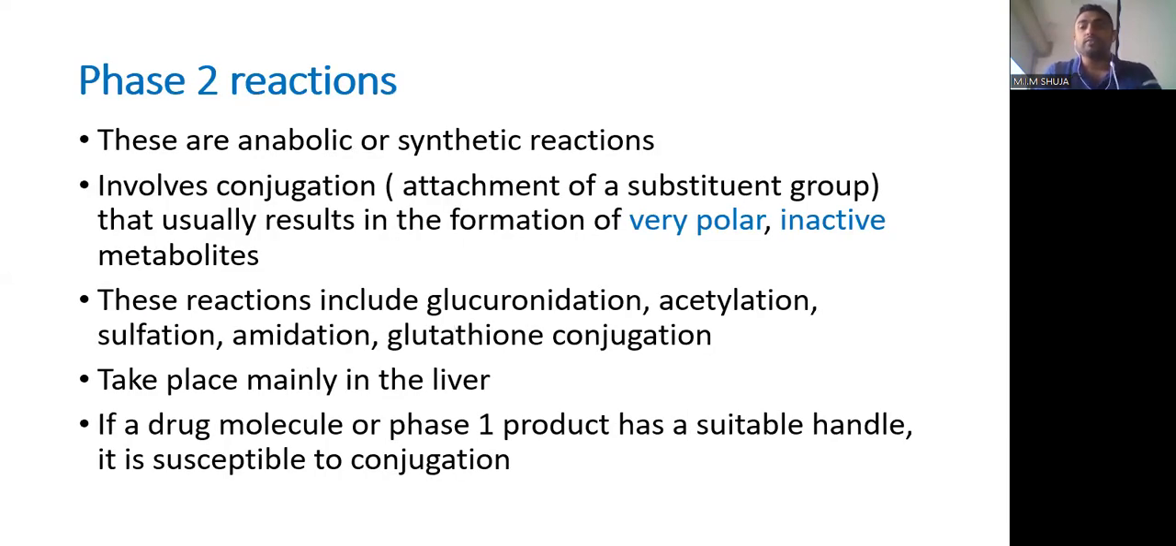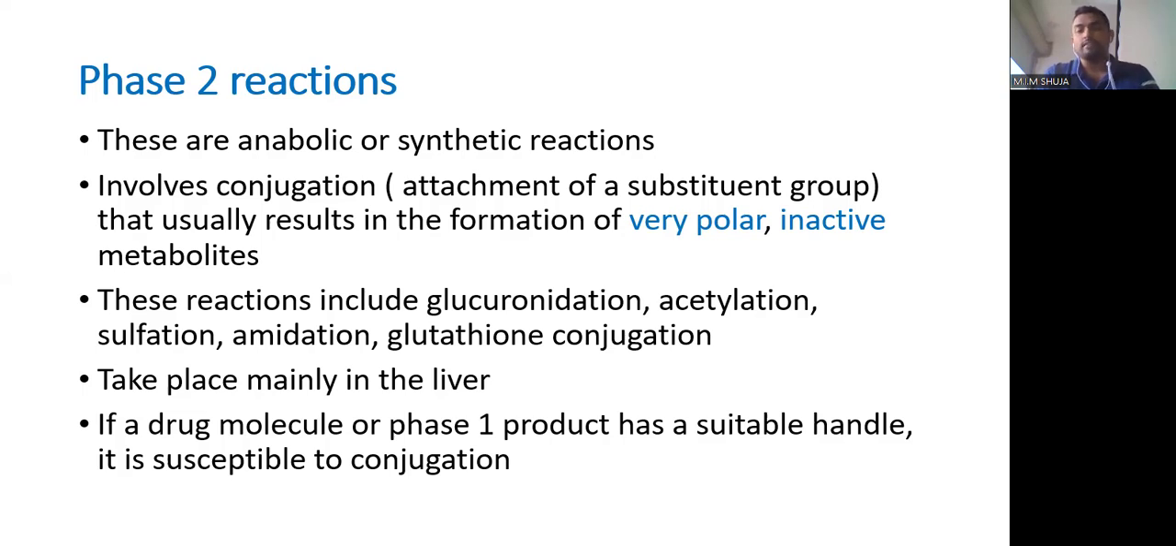The phase 2 reactions are anabolic or synthetic reactions. They involve conjugation of new substances, and it results in the formation of very polar, inactive products. Why do you need to make it more polar? Because when it is more polar, it becomes more water soluble. When it is more water soluble, it is easy for excretion.